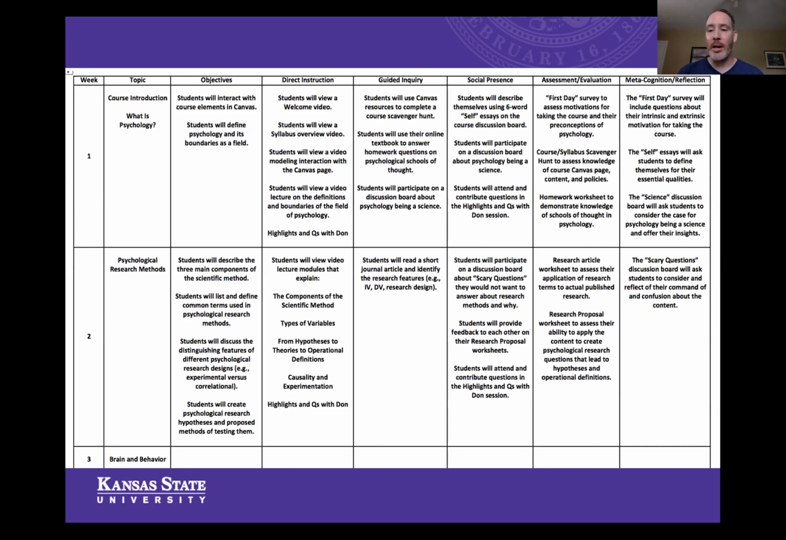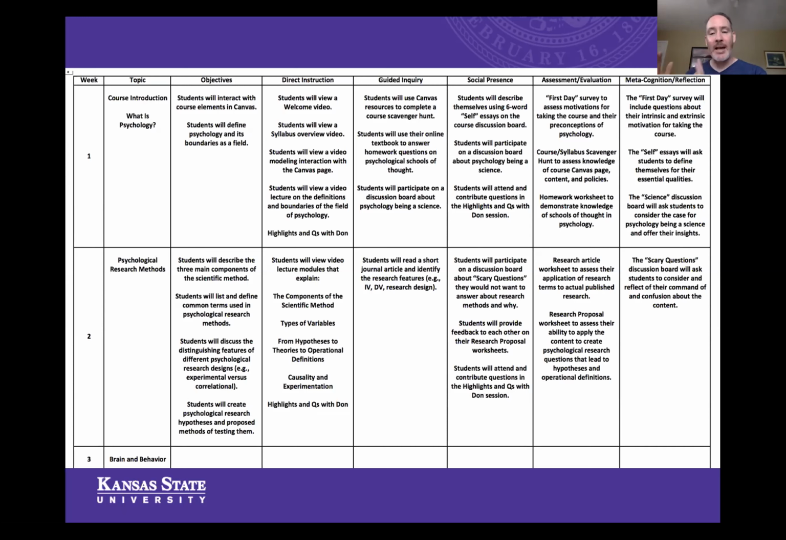So now when we're looking at assessment, I have my first day survey to assess motivations for taking the course and preconceptions of psychology. So I'm kind of saying, why are you here? Are you taking it because you think this is a required course? Are you taking it because you're interested in the course? I have the course scavenger hunt that I mentioned. I have the homework worksheet that I mentioned to demonstrate their knowledge of schools of thought and psychology.